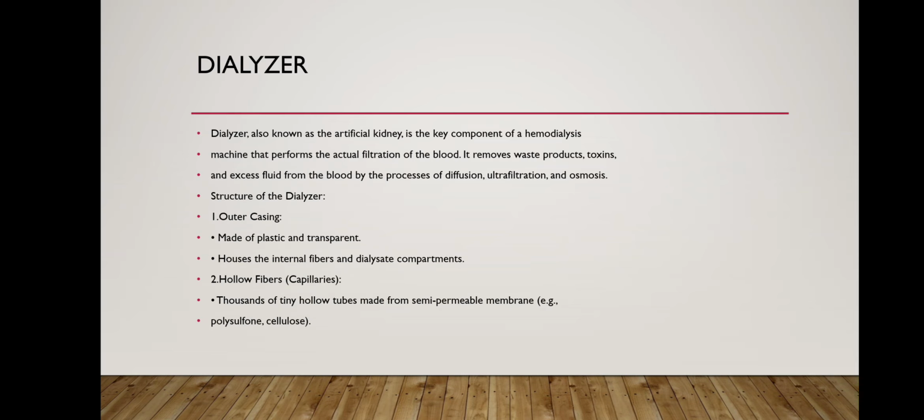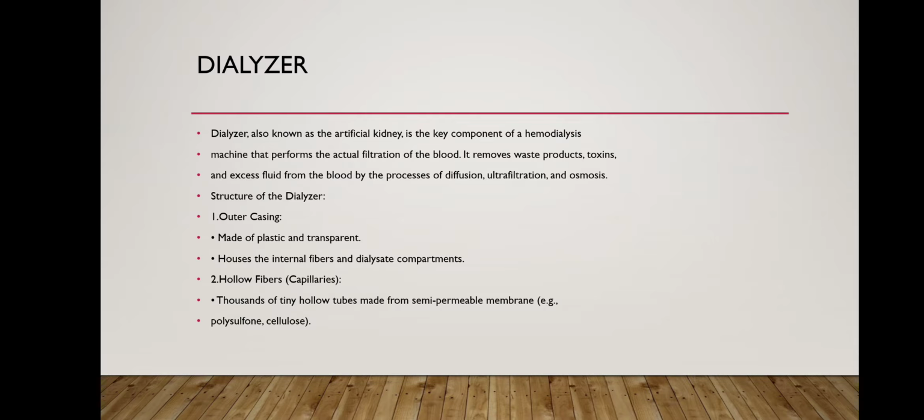The next part of the dialysis machine is the dialyzer. The dialyzer is the main part, also known as the artificial kidney. It is a key component of dialysis machines, and it performs the actual filtration of the blood, removing waste products, toxins and excess fluid from the body. The main processes of the dialyzer are diffusion, ultrafiltration, and osmosis.